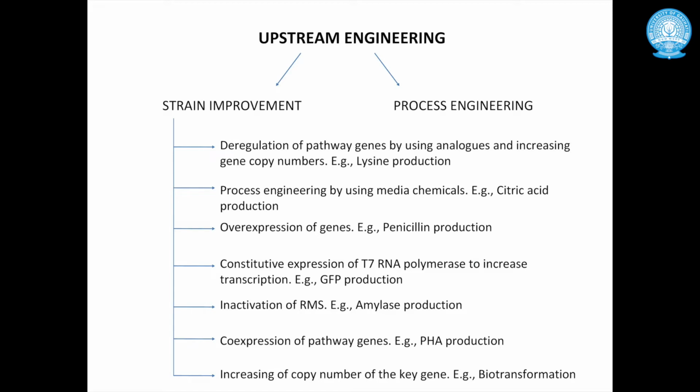There are other methods of strain improvement also. The next example is of inactivation of restriction modification system, that is in the case of amylase production. Similarly, one more strategy that is used in the case of production of polyhydroxyalkanoate is co-expression of pathway genes to increase the production.